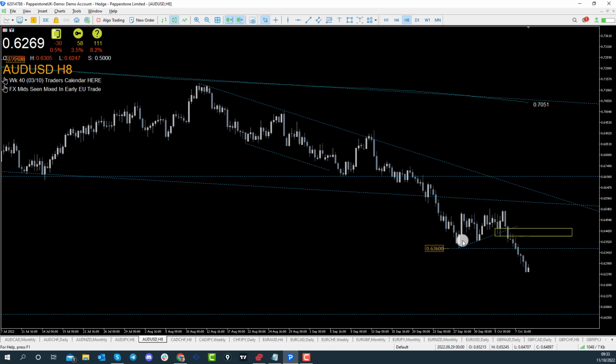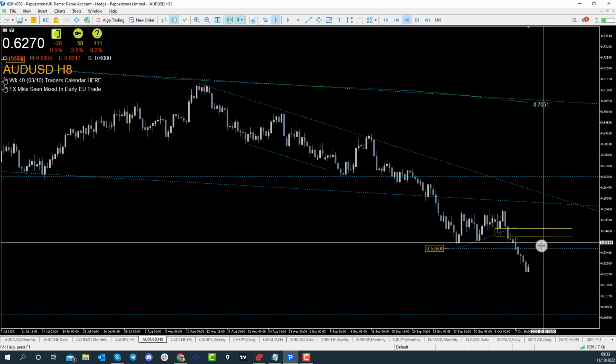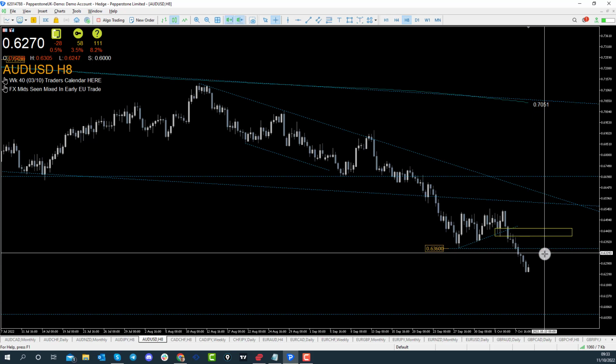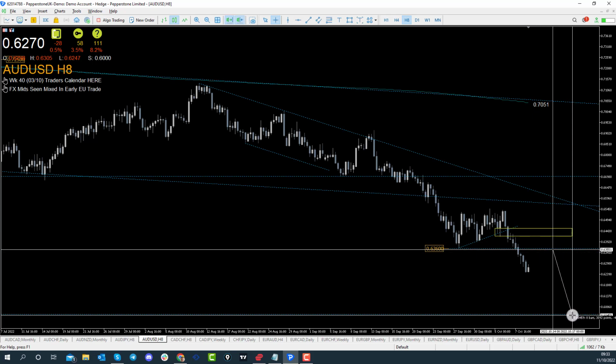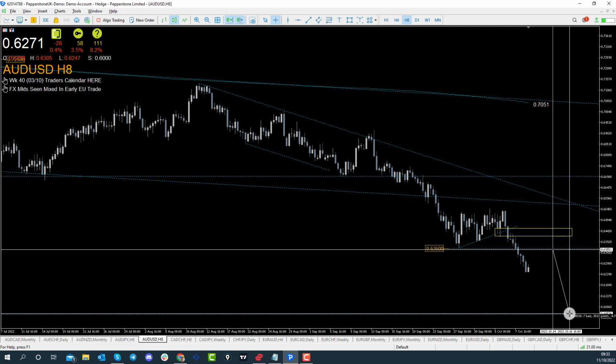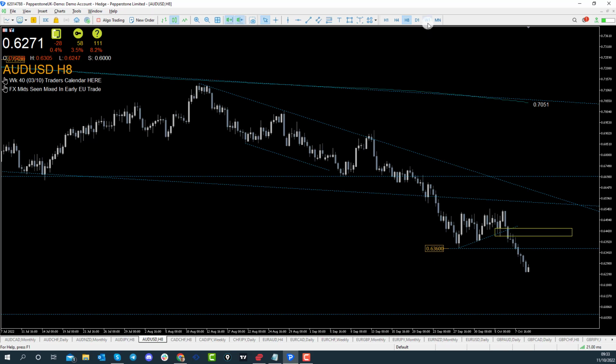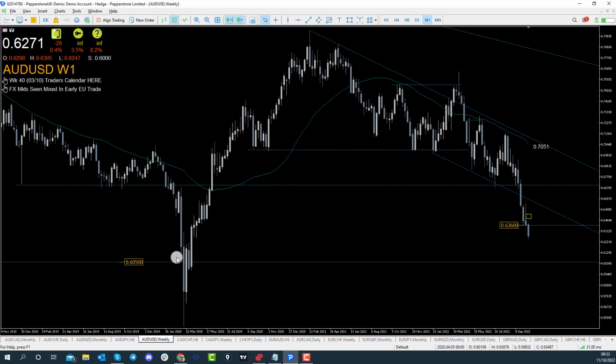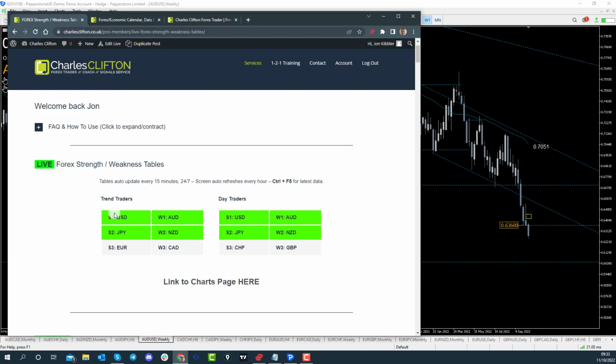Alternatively, price may react around this 0.6360, and if price does pull back and you start to see some sellers entering the market here, they may want to drive price down to the next level of interest, which is the 0.6050 handle. The 0.6050 handle, if I just go up to the weekly time frame, that's where you can see price has interacted with that level recently, and that's where we're expecting price to go and retest if the Australian dollar and US dollar remain on the live Forex strength and weakness tables in these positions.